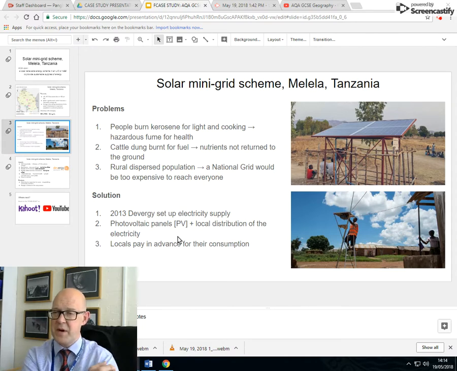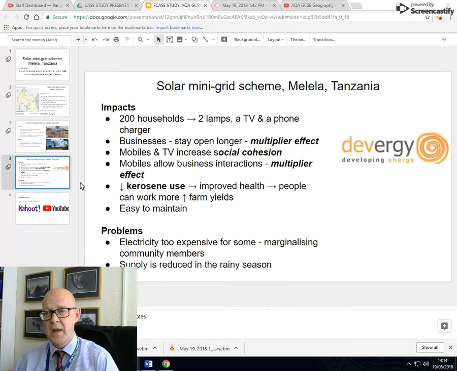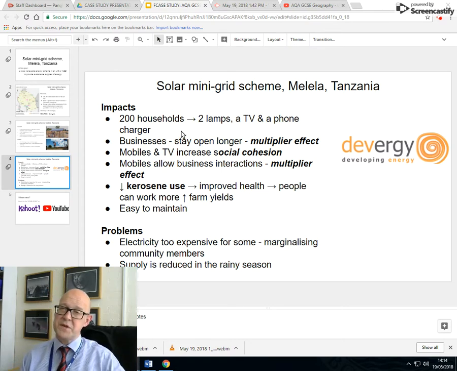It makes sense. It might sound odd, as if you pay in advance in this country, you think, hold on, I've not used my electricity yet. But by a model that says you pay for being connected in advance, it means that they can move faster and connect more people. So finally, the impacts: 200 households get two lamps, a TV, and a phone charger. And of course, once you've got a phone charger, a TV, lamps, you can extend your working day, and people can start to access the internet and all kinds of things via the phone.